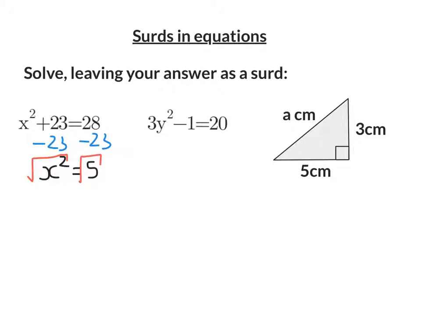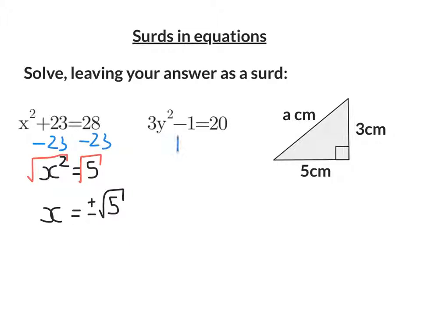That will leave me on the left with x. And on the right, I'm leaving it as a surd, so it's going to be root 5. But remember also to have the plus or minus. So x is equal to plus or minus root 5. Let's look at the second example.